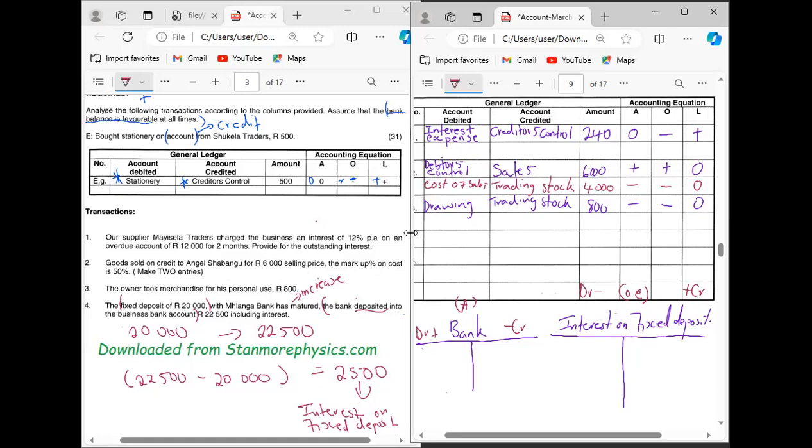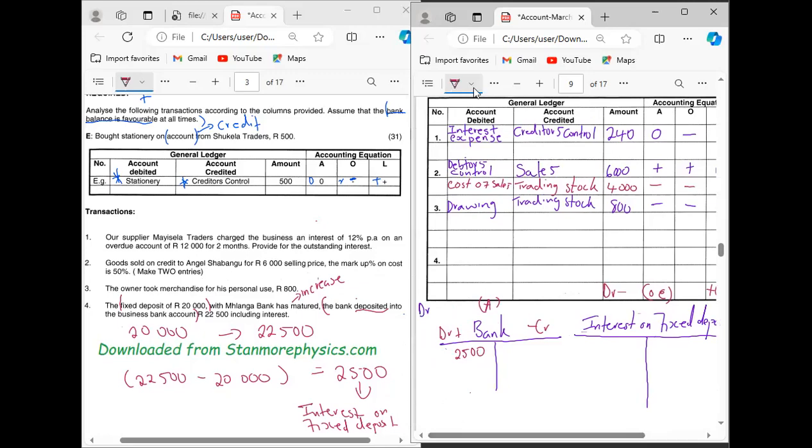And then we start. Whenever we get money, or whenever money is deposited in our bank account, what is going to happen with our bank account? Will it increase or decrease? Our bank account will increase. By how much? By 2,500. And that 2,500 was interest on fixed deposit.